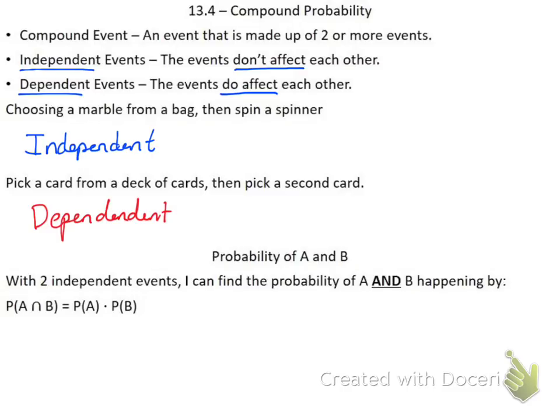The first thing that we're going to do is talk about two independent events. What we need to make sure we understand is that this is two separate events. So when I'm doing two separate things, to find the probability of both things happening, I can find the probability of each individual thing and then multiply the probabilities by each other.